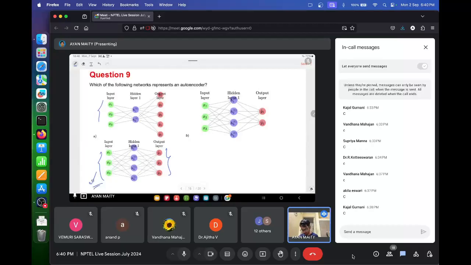Here we can see in the first option there are 3 units in the input, but there are 5 units in the output. Similarly here there are 3 and there are 2 in the output. So only in option C we can see that the number of units in the input layer and the output layer are the same. So option C is the correct answer.